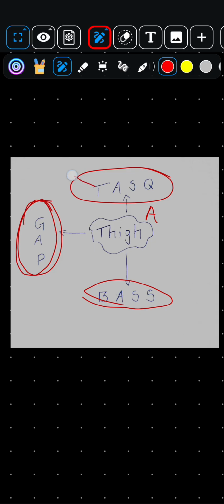The T stands for the tensor fascia lata. The A here stands for the articularis genu, and then the S stands for the sartorius muscle, and the Q stands for the quadriceps femoris, which are those four groups of muscles. We have the rectus femoris, and you're also going to have the vastus medialis, vastus intermedius, and vastus lateralis. So this is going to be your task.